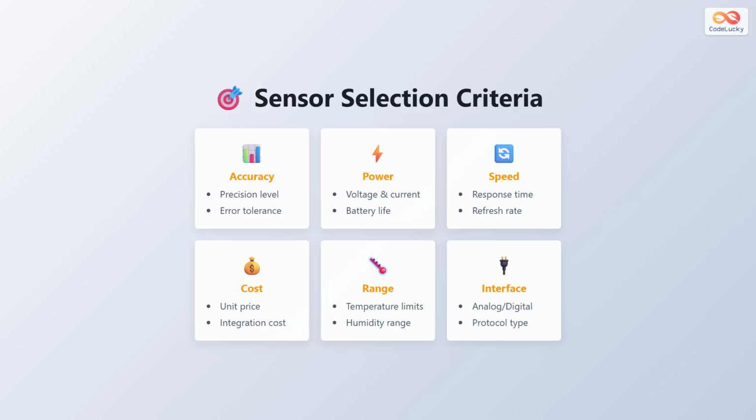Cost includes both the unit price and the integration costs. Finding the right balance between cost and performance is key to a successful project. Operating range specifies the temperature limits and humidity range within which the sensor functions reliably. Interface compatibility determines whether the sensor uses analog or digital output and whether it supports protocols compatible with your microcontroller. These criteria should guide your selection process.